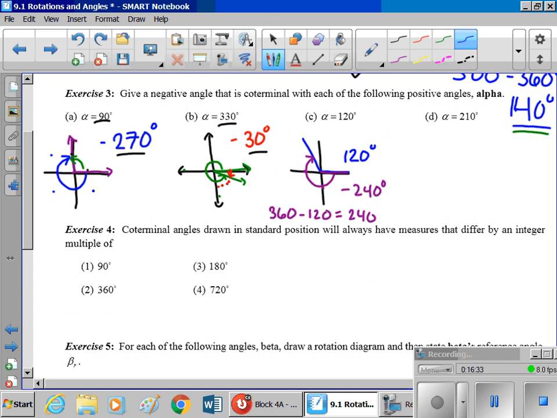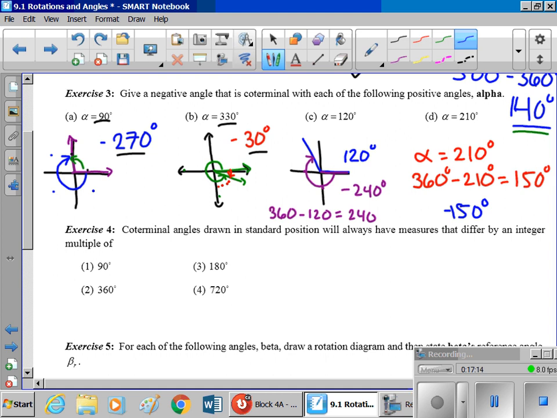All right, so if you're satisfied with that, you're welcome to use the algebra for the last one or for any of these. If you want to use the picture again, that's totally fine. Any method works. All right, so I'm just going to use the algebra on this one. So we have alpha equals 210 degrees. Well, 360 minus 210 is going to be 150. So I'm going to say that my negative angle that's coterminal with alpha is going to be negative 150 degrees.